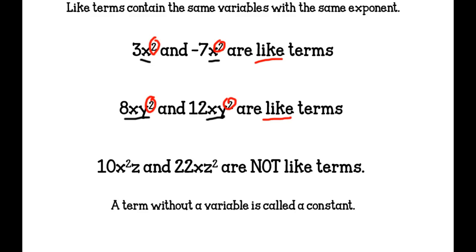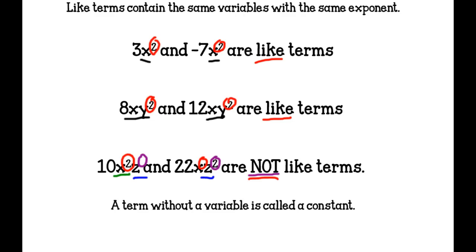Then we look below, we have 10x squared z and 22x z squared. So x is squared, however, x on this one is not. There is no square there. So they are not like terms. Again, you can look at the z, and the z here is not squared, but this z is. So they have different exponents, which means they are not like terms.